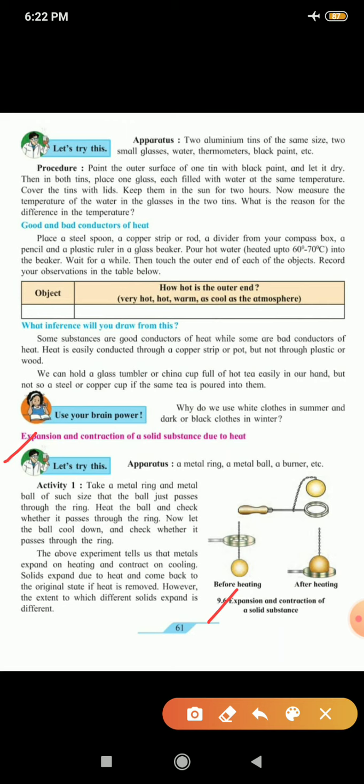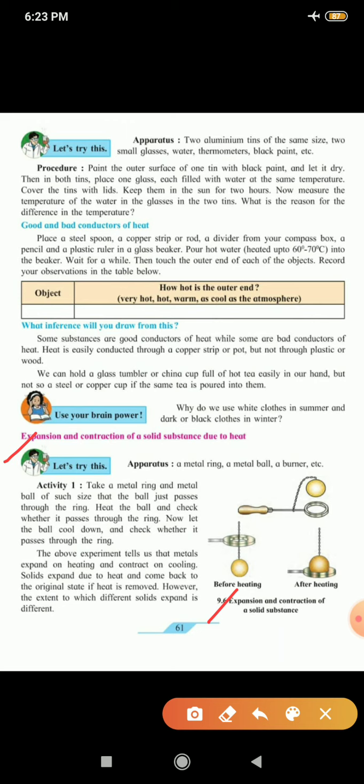So here, take a metal ring and a metal ball of such size that the ball just passes through the ring. Heat the ball and check whether it passes through the ring. Now, let the ball cool down and check whether it passes through the ring. The above experiment tells us that metals expand on heating and contract on cooling. Solids expand due to heat and come back to the original state if heat is removed. However, the extent to which different solids expand is different.